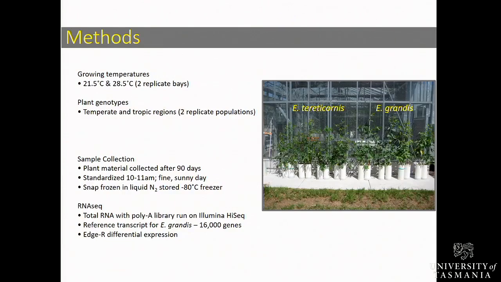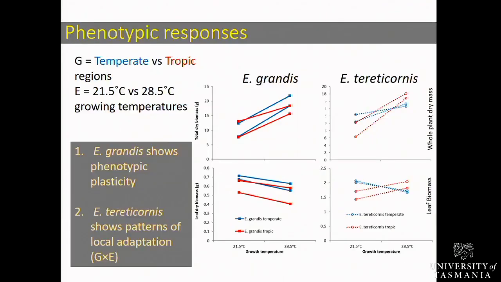And here's some pictures. Tereticornis is on the left and grandis is on the right. You can see there's variable phenotypes in there. And so I want to see what's going on underneath all those phenotypes. But we did measure some phenotypes, so we can compare what's happening with differential expression and the phenotypes. This is the only phenotyping slide I'm going to show you, and it shows pretty well. It's just growth, basically. We have biomass on top and leaf biomass on the bottom, grandis on the left and Tereticornis on the right. Basically, Tereticornis shows really nice G by E patterns, whereas grandis doesn't. This is more phenotypic plasticity and/or genotype signature.